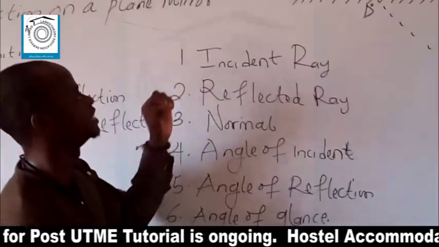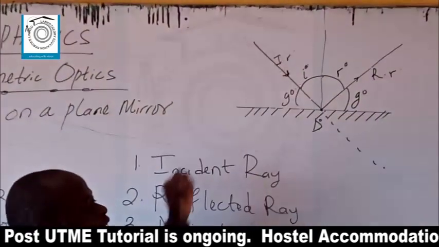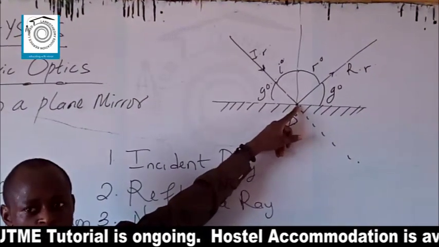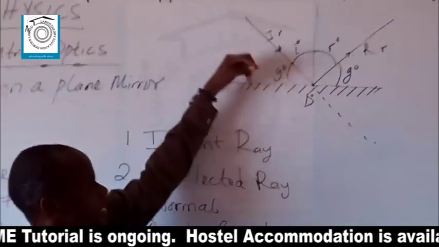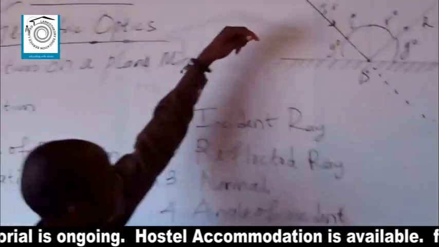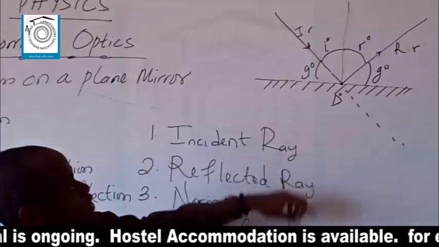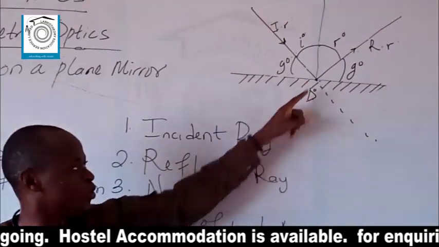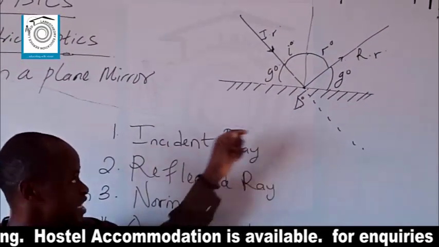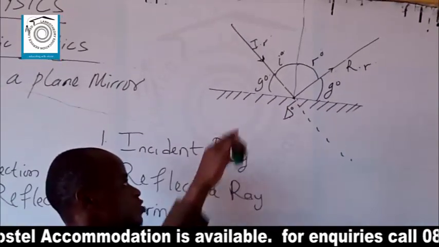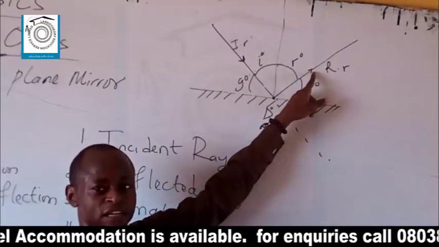If you want to define incident ray, it is the path of the ray at which the light travels before striking the surface. You can observe that there is a particular arrow pointing down to the surface of the mirror. The light traveling toward the surface of the mirror is referred to as the incident ray. When this light hits the mirror, it goes back in the same medium. The path at which the light travels after striking the surface is referred to as the reflected ray.